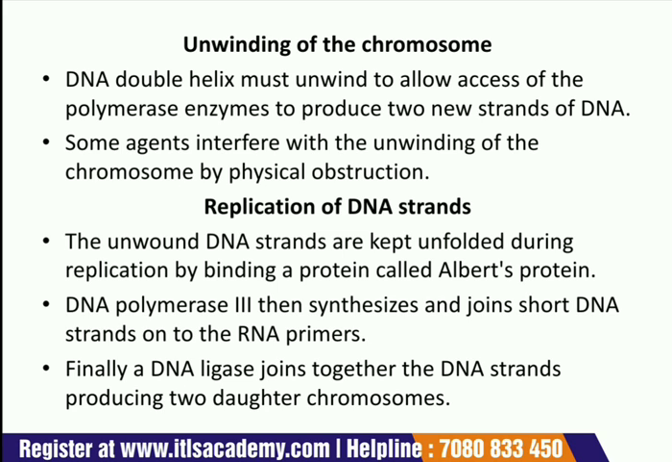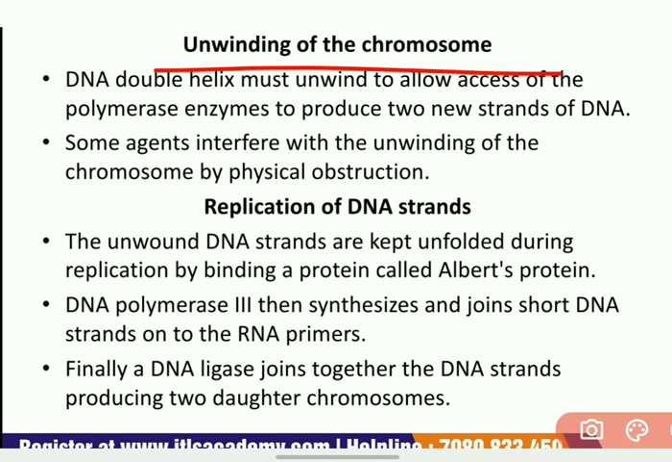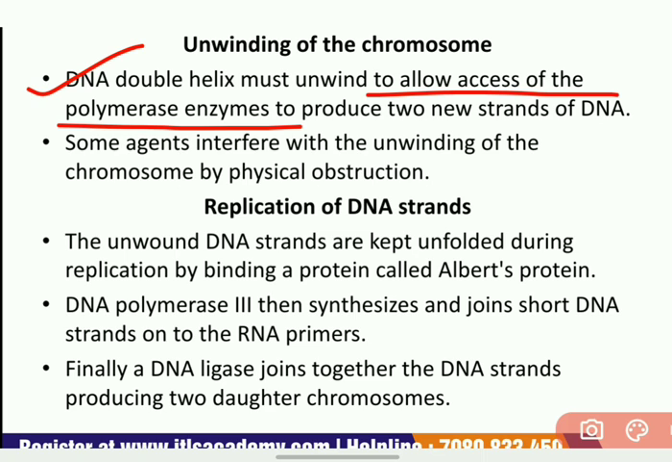Next is unwinding of the chromosome. The DNA double helix must unwind to allow access of the polymerase enzyme to produce two new strands of DNA. This is facilitated by DNA gyrase, that is the target of the quinolones.